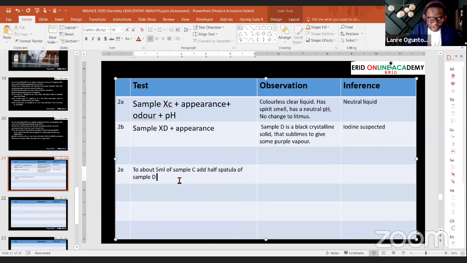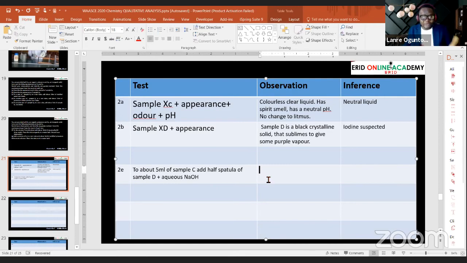Then after you've done that, plus what? Aqueous sodium hydroxide. The moment you see that they ask you to use sodium hydroxide, just know that is the point where you are going to observe your yellow precipitate. It's very important. That's the point where we are going to observe your yellow precipitate.